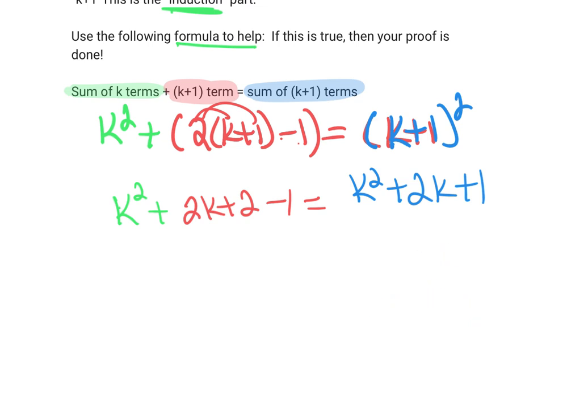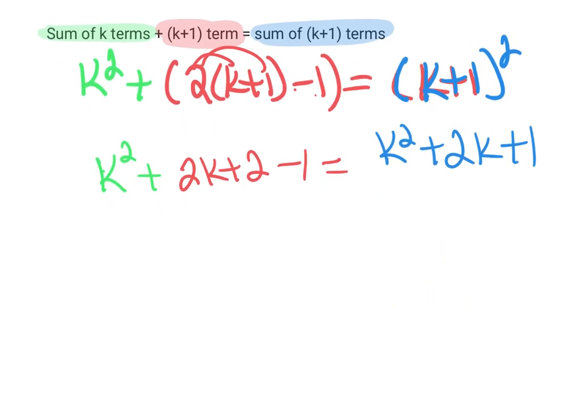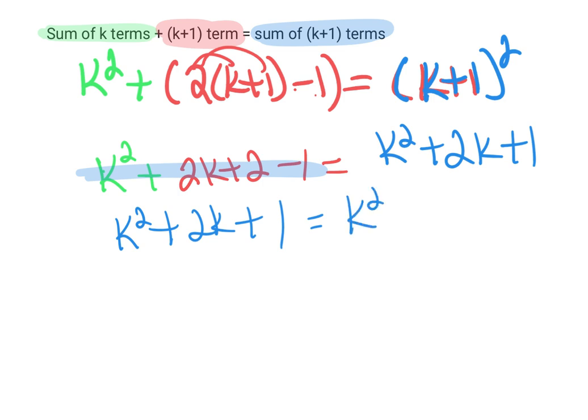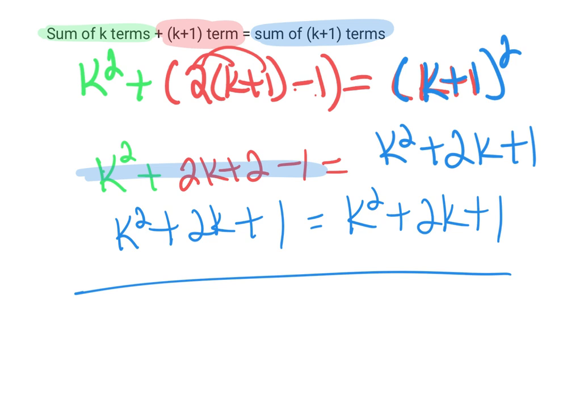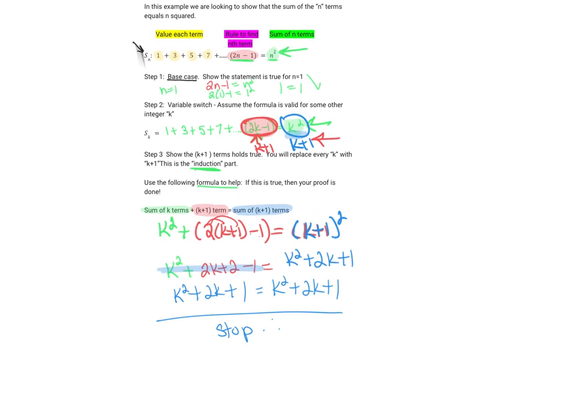Erase that so I have a little bit extra room. And when I simplify this side over here, combining my like terms, I get k squared plus 2k, 2 minus 1 is 1, plus 1. On the right, I have k squared plus 2k plus 1. When we get the same thing on the left as we do on the right, we can stop, and we are done. D-U-N, done.